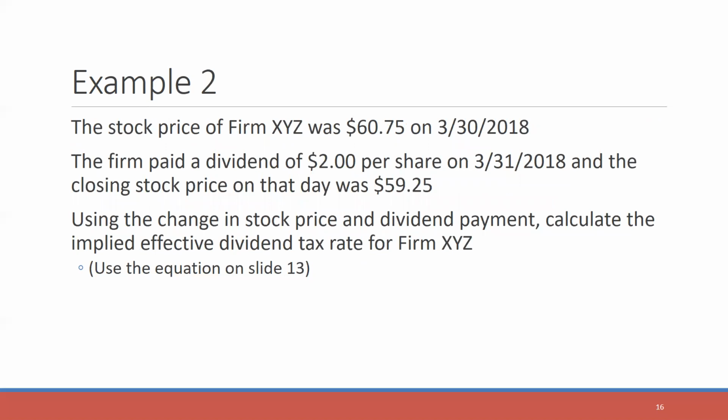Example 2. The stock price of firm XYZ was $6.75 on 3/30/2018. The firm paid a dividend of $2 per share on 3/31/2018, and the closing stock price on that day was $5.925. Using the change in stock price and the dividend payment, calculate the implied effective dividend tax rate for firm XYZ. And the way that we'll set this up is we'll use our P cum minus our P ex equal to (1 minus tau star D) multiplied by that dividend. So when we solve for this, we'll be solving for the effective dividend tax rate for the firm.